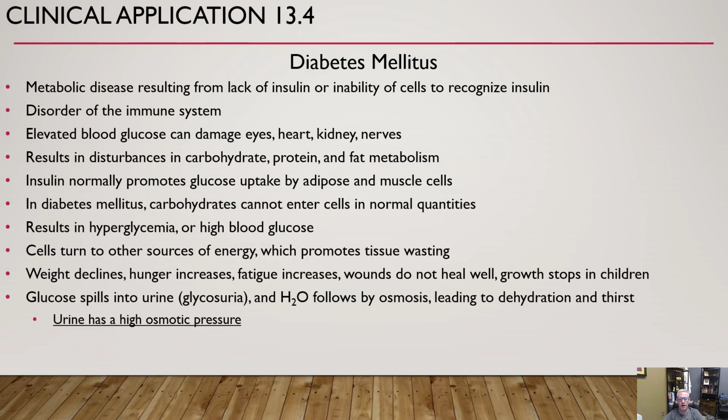Altered carbohydrate, protein, and fat metabolism. A lot of us already know what goes on with diabetes. We have glucose that is poorly taken up by the cells. Typically, insulin will help that glucose uptake into adipose and muscle cells, but in diabetes, that glucose cannot enter cells in normal quantities, and that's going to result in hyperglycemia, or high blood glucose.